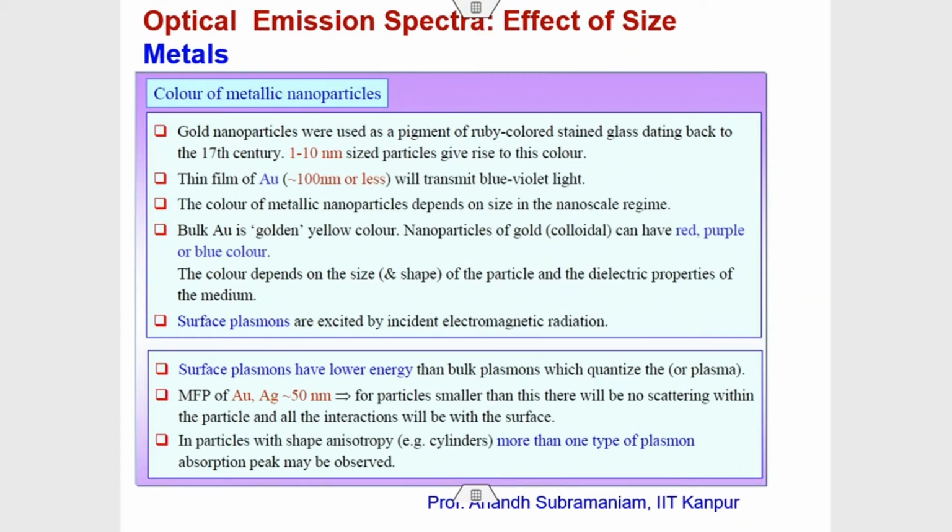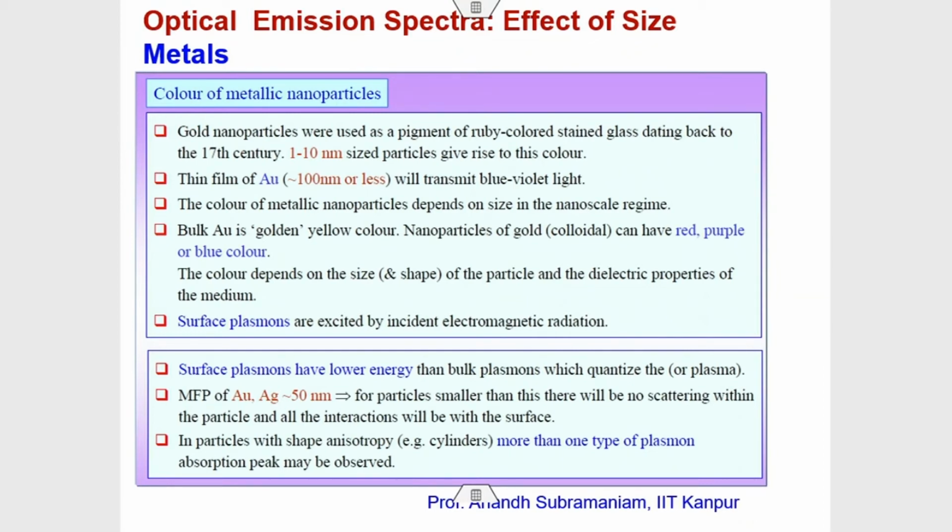They can show different colors, but a size of 10 nanometers and more normally shows a ruby colored stained glass. Not only that, a thin film of gold, which is obviously less than 100 nanometers, can show blue violet light. So the color of nanoparticles will depend on the size in the nanoscale regime.